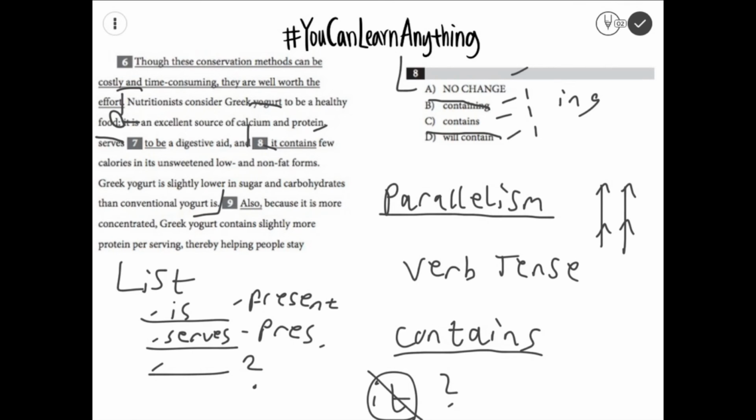The sentence makes a lot of sense when we read it like this. Nutritionists consider Greek yogurt to be a healthy food. It is an excellent source of calcium and protein, serves to be a digestive acid, and contains few calories in its unsweetened, low and non-fat forms. So what we're going to end up with is just the simple word contains. Just like the two words before it, it doesn't use the word it except for the very first time that it's introduced in the first clause. So we would get rid of A, no change, and choose C, contains.